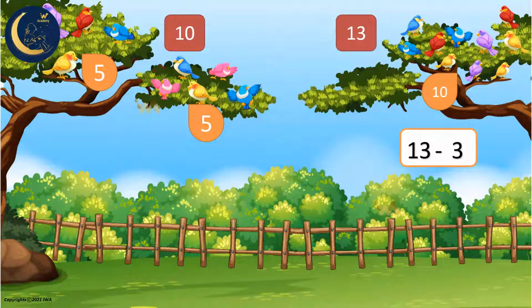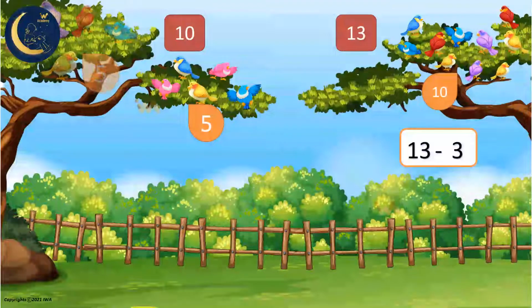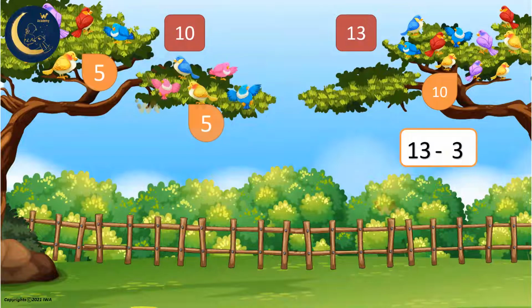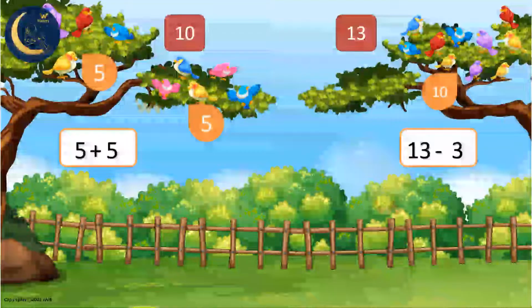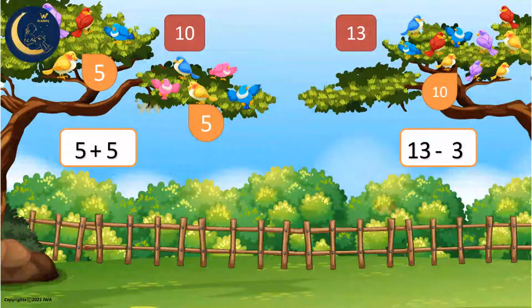As for here, my friends, we have 10 birds, 5 here and another 5 there. We express this through the numerical sentence 5 plus 5. This means that the number of birds on this tree is equal to the number of birds on that tree.